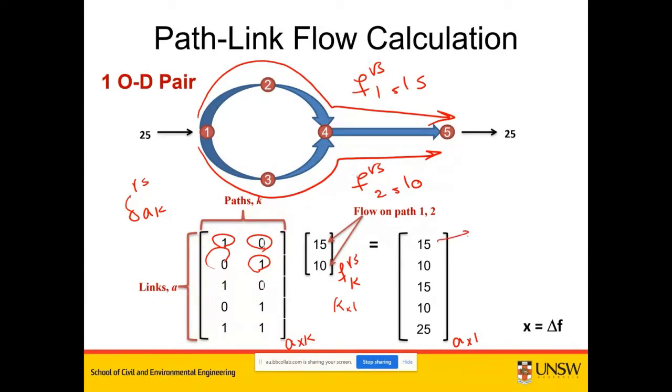So this would be x1, x2, x3, x4, and x5. If we multiply the path-link adjacency matrix by the vector of the path flows, we get as a result a vector that gives me the link volumes. And that's how we can get the link volumes from path flows. It's very simple. The whole magic is inside this adjacency matrix as we put it together.